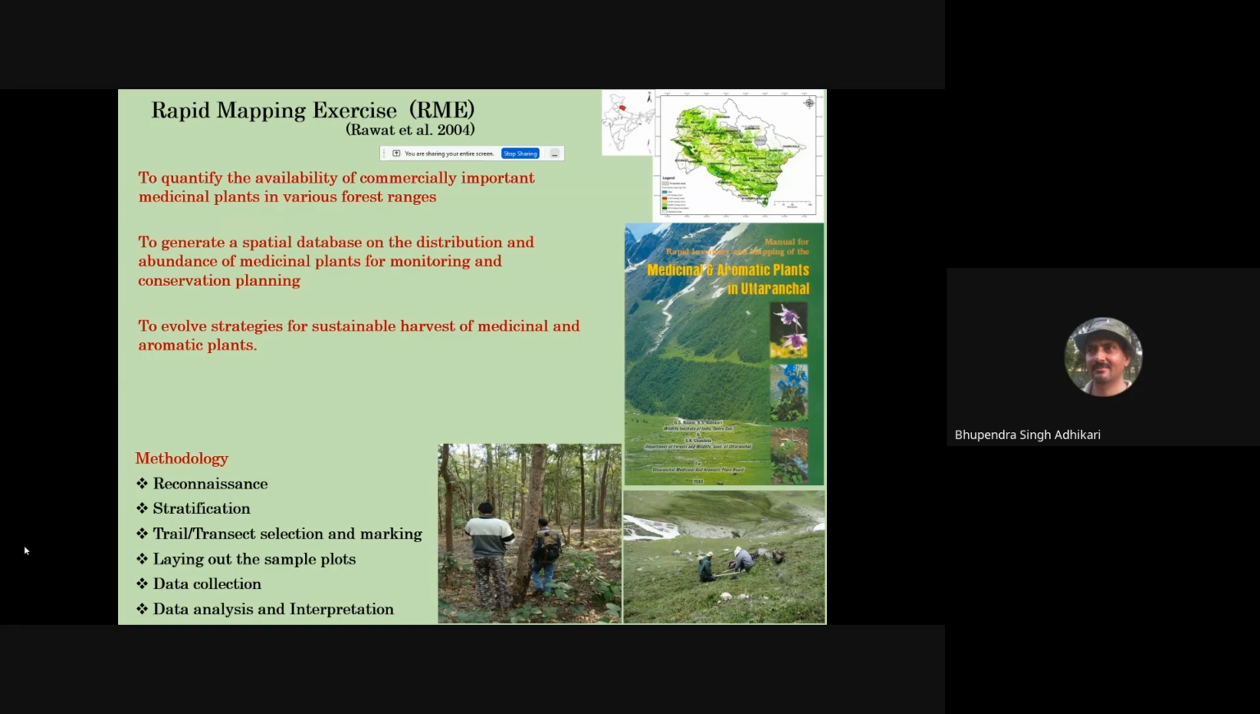So that kind of strategy we did, and within that we selected the trail or transit, the trail which is used by the local people. Then we laid the plots, and along the transit we laid 20 plots in which we observed how many species of trees, shrubs, and medicinal plants are coming, and then we collected and analyzed the data.